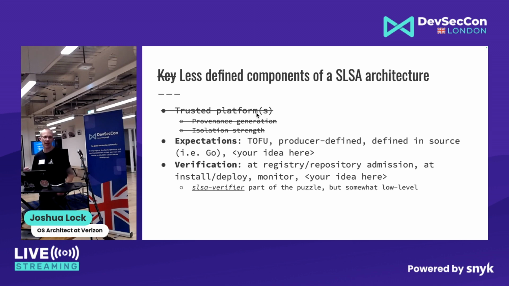You could also do that at install time. For example, in your NPM install, you can retrieve the provenance metadata from the repository and verify it at that install time, or you could do that in a Kubernetes admission controller. There's a bunch of possibilities, but I think the key part here is that the SLSA verifier approach is part of the puzzle, but it's somewhat low level. Clearly, you don't want everyone who's installing new software to have to say, I think this should come from here and have been built there. You need a way to define and transmit those expectations without the user having to do a bunch of work by hand.